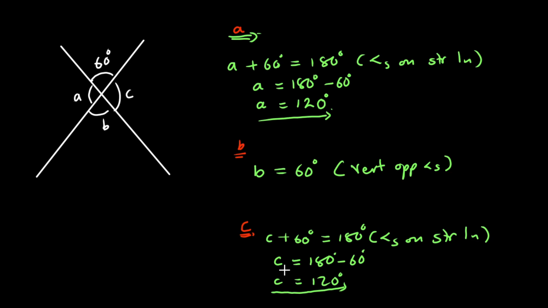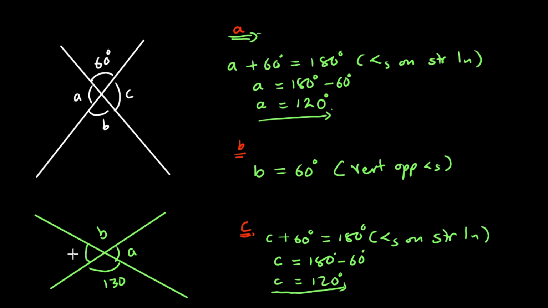Well, so how about you try this? This is a straight line and this is a straight line. And I am given that this is 130 degrees. May you find A, B, and C? How would you calculate A, B, and C? This is for you.